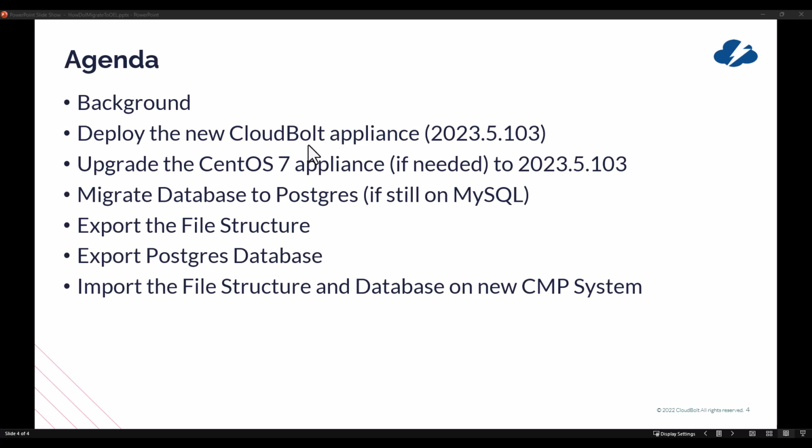I've already deployed my new appliance in my vCenter with the OVA image. But again, that could also be something in Azure or AWS. The next step, the upgrade, the existing CentOS 7 appliance. My existing appliance that is on CentOS 7 is already at 2023.5.103. Just again, ensure that your two appliances are at the same version. And again, I will not be doing the MySQL to Postgres migration.